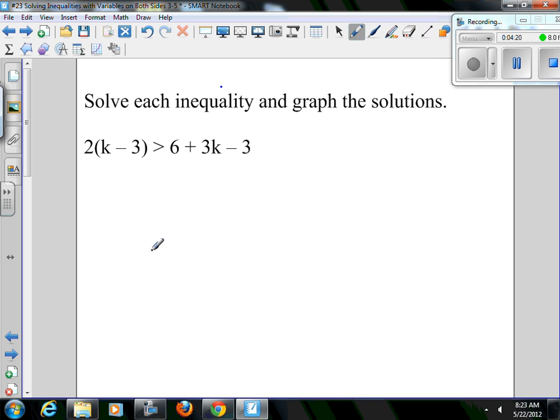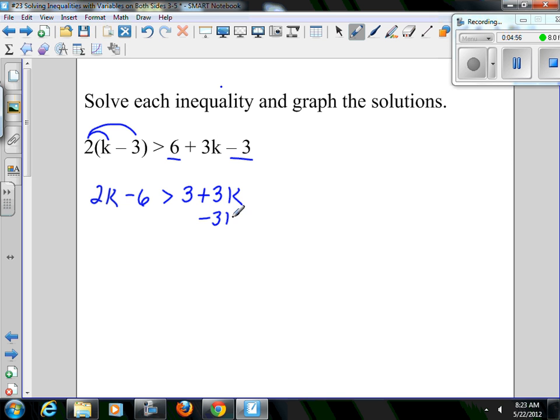All right, now let's move on. Solve each inequality and graph the solutions. Well, in this one, we have parentheses that we have to get rid of, so let's distribute. So we have 2 times k is 2k. 2 times negative 3 is negative 6, which is greater than, oh, I just want to erase that. Notice right here that we have like terms, 6 minus 3. Let's combine those. So we have 3 plus 3k. So it looks like we've simplified everything, and now we can start solving.